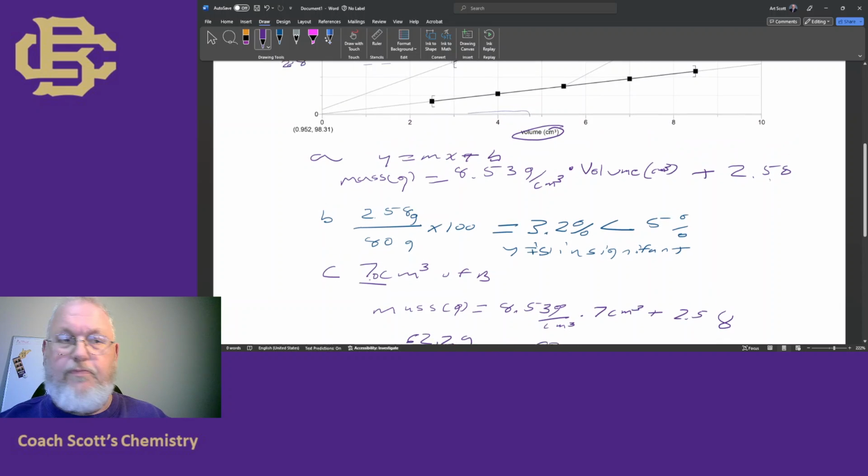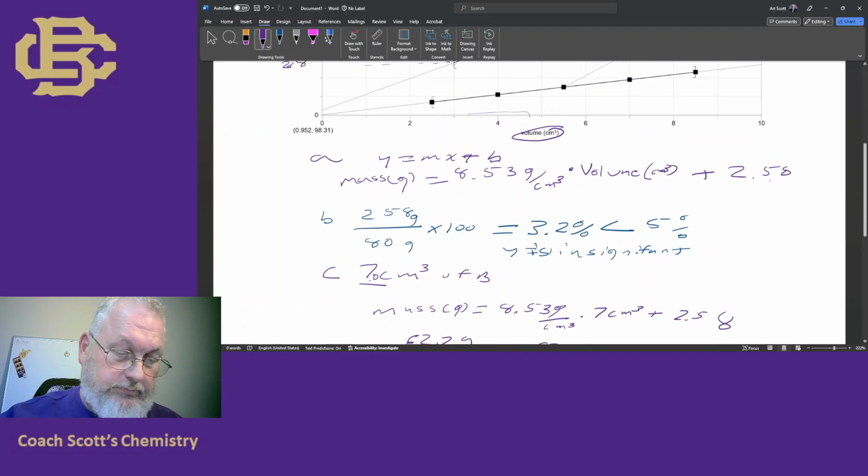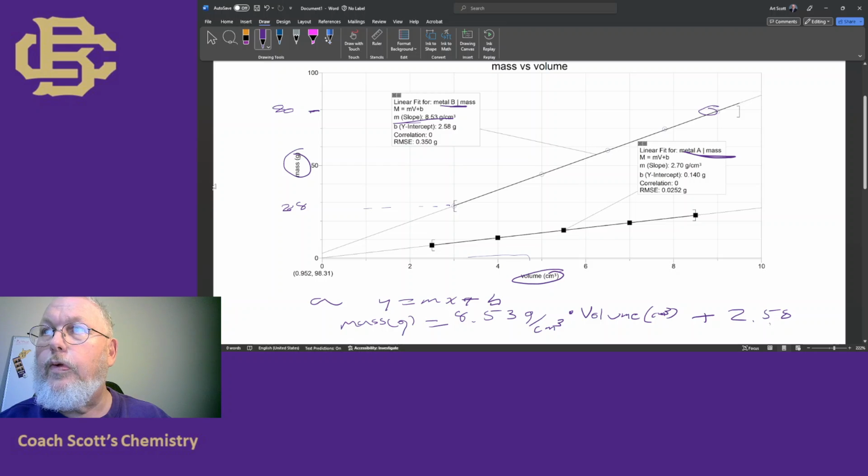If I look at my chart, that's about what I'm going to see. I'm going to double check myself. If I go all the way over, I'm going to see about 62 grams of B. Question's answered.